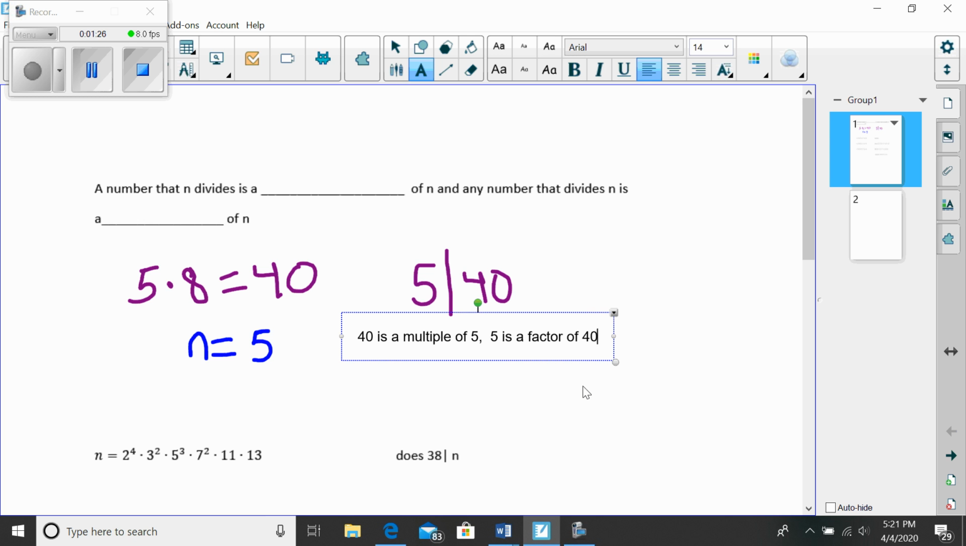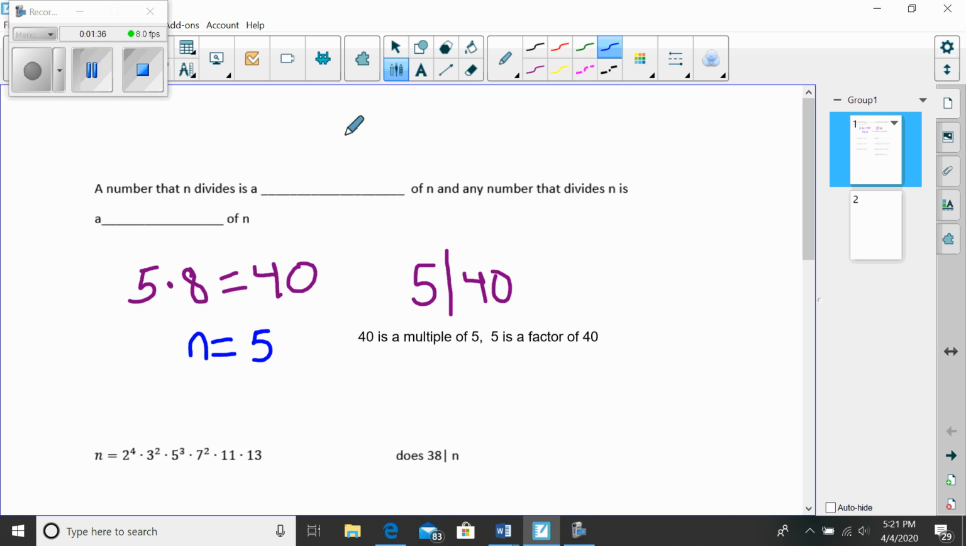So sometimes I tell students to remember multiples are bigger, right? So if 5n divides the number, then that number would have to be a multiple of n. And any number that divides n is a factor of n.